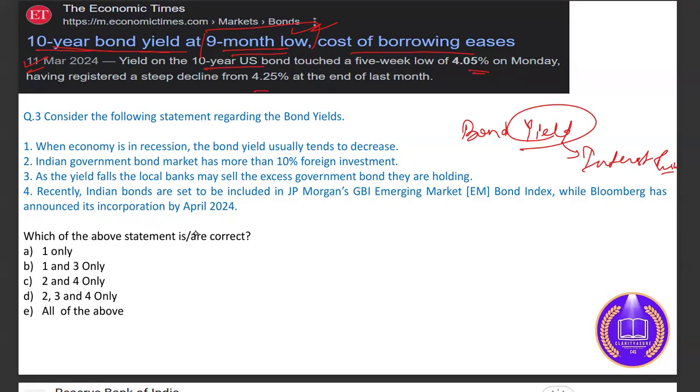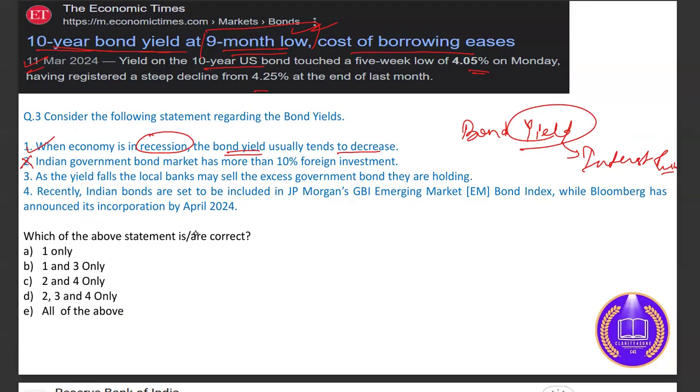Registered a steep decline. So consider the following statements regarding bond yields. When the economy is in recession, the bond yield usually tends to decrease. Is it correct or incorrect? This is an absolutely correct statement. Next: the Indian government bond market has more than 10% of foreign investment. No, this is an incorrect statement.